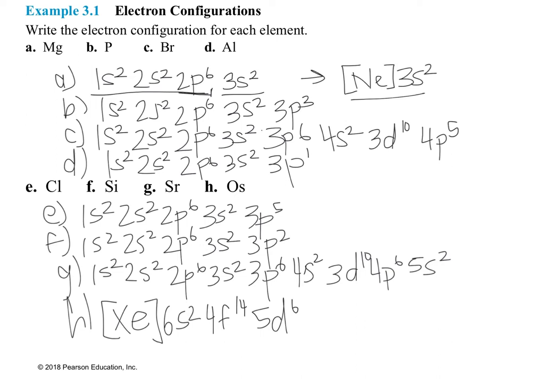It's very, very long. The long version is 1s2, 2s2, 2p6, 3s2, 3p6, 4s2, 3d10, 4p6, then 5s2, 4d10, 5p6. Then we get into 6s2, then we get into 4f14, so f lags behind quite a bit, behind the s and p block, and then 5d6.